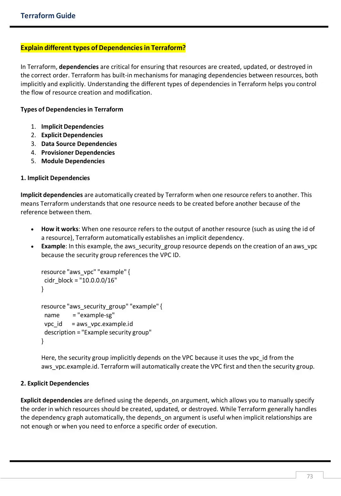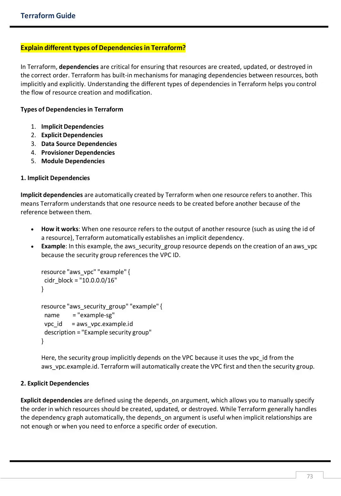1. Implicit dependencies. Implicit dependencies are automatically created by Terraform when one resource refers to another. This means Terraform understands that one resource needs to be created before another because of the reference between them. How it works. When one resource refers to the output of another resource, such as using the ID of a resource, Terraform automatically establishes an implicit dependency. Example.